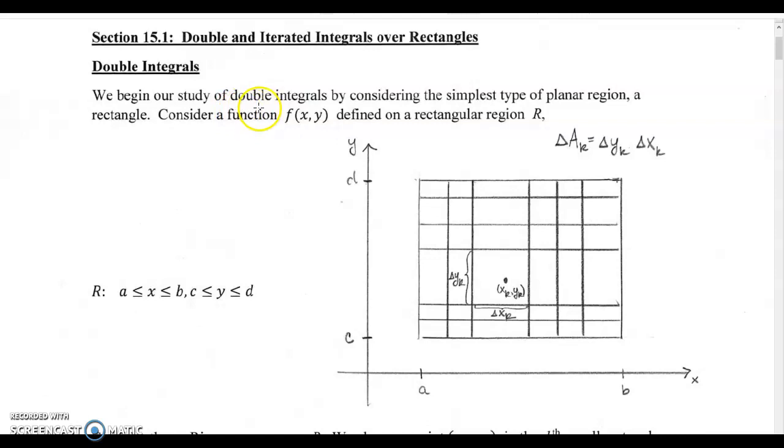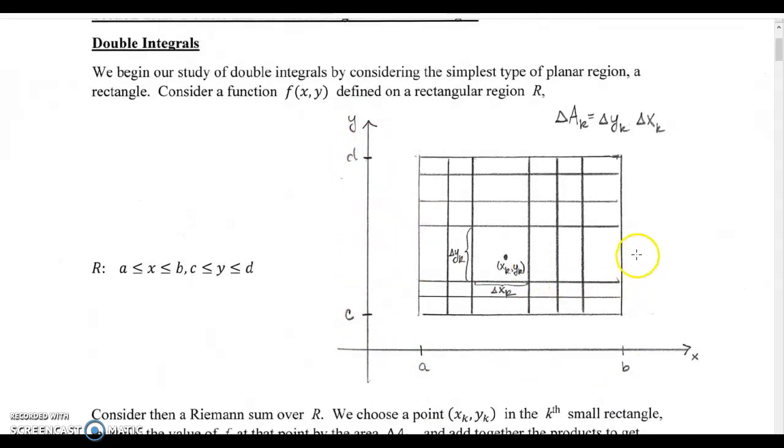We're going to begin our study of these double integrals by considering the simplest type of planar region. So when we do a double integral, which you'll see later includes two integral signs, what we're doing is integrating over some portion of the xy plane, and we're going to integrate some function f of xy, which is defined on some portion of the xy plane. The simplest of these is a rectangular portion where x runs from a to b and y runs from c to d.